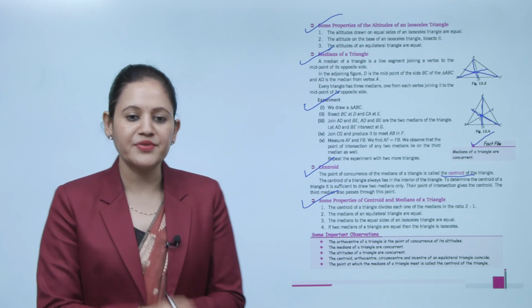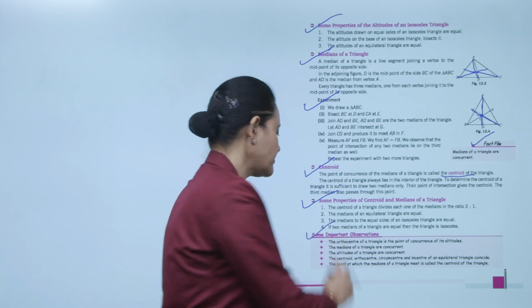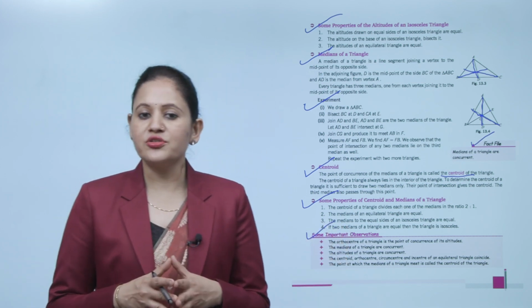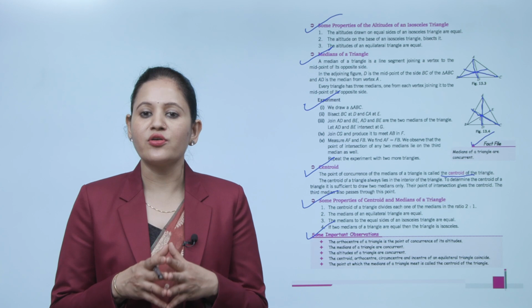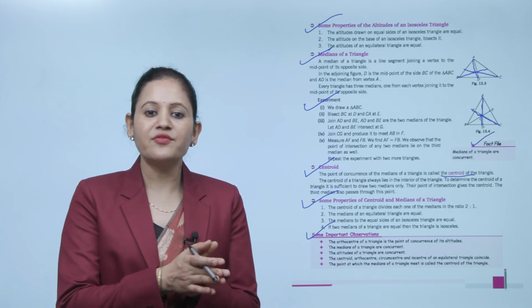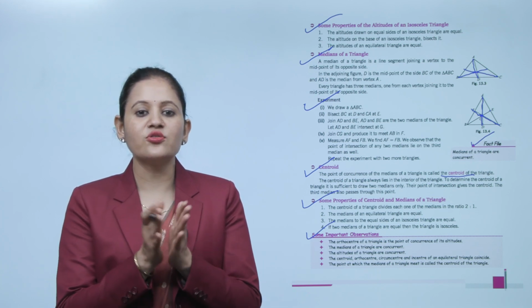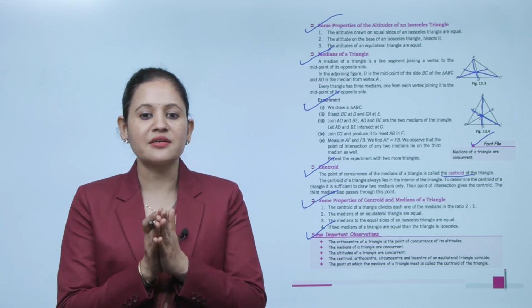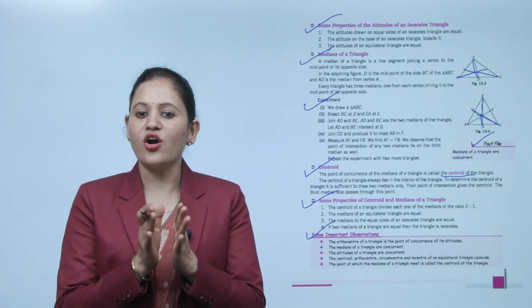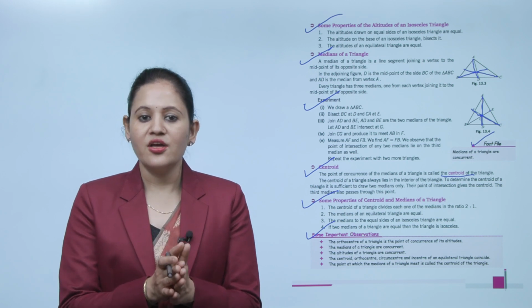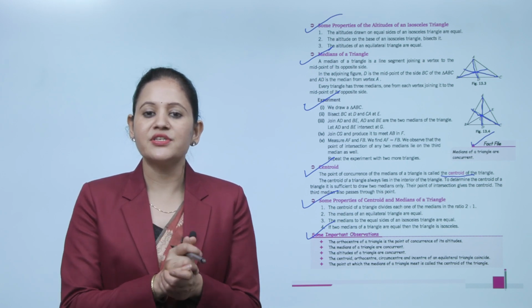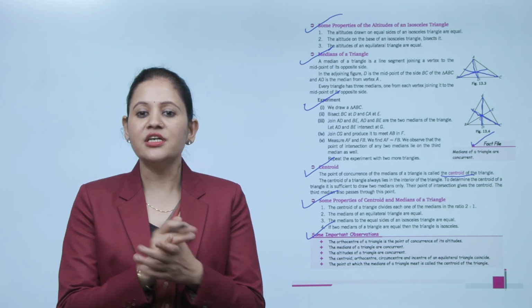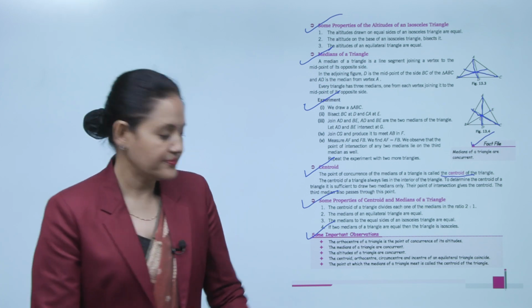Next, some important observations. The orthocentre of the triangle is the point of concurrence of its altitudes. The medians of a triangle are concurrent. The altitudes of a triangle are concurrent. The centroid, orthocentre, circumcentre and incentre of an equilateral triangle coincide. The point at which the medians of the triangle meet is called the centroid of the triangle.